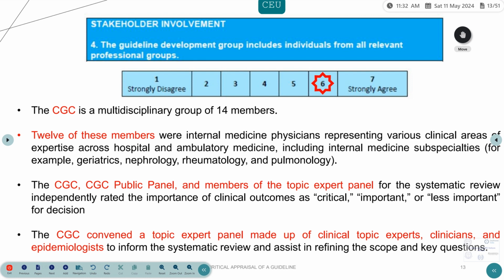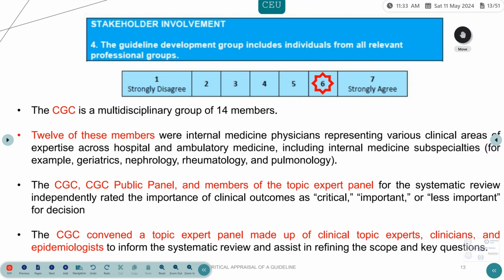So I am worried, was it appraised by appropriate specialty people? Internal medicine is fine, but was an endocrinologist involved, was a diabetes specialist involved? Those were not given, so that's why I downgraded. But they have used internal medicine physicians who are good enough to appraise it. Then they also have a public panel. The public panel is entirely made up of non-physician members from the public, and members of the topic expert panel were also included to find out whether the importance of the clinical outcome is critically important or less important.